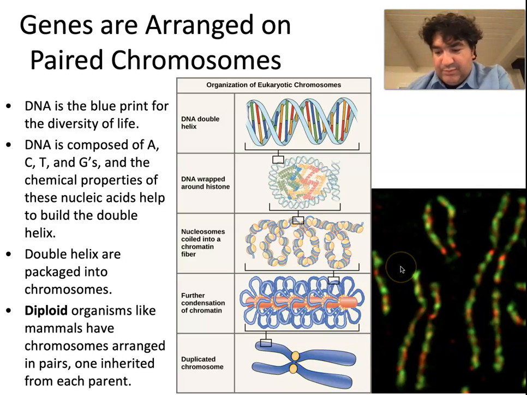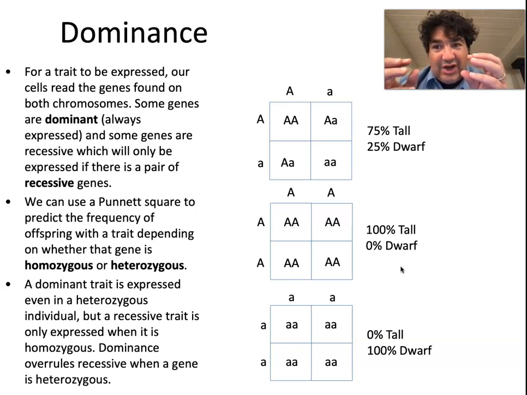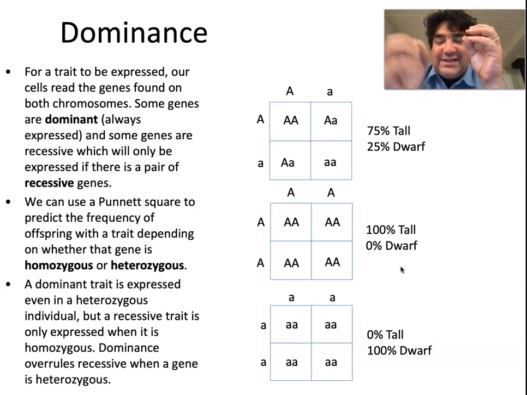Mammals are diploid organisms, and that's critical to understanding the interplay between the genes, because each chromosome has the same gene on it, and those two genes are interacting with each other to be expressed. The gene that is favored, that is always expressed, is called dominant, and the gene that is not favored is called recessive. And a heterozygote contains one each of a dominant and a recessive gene.